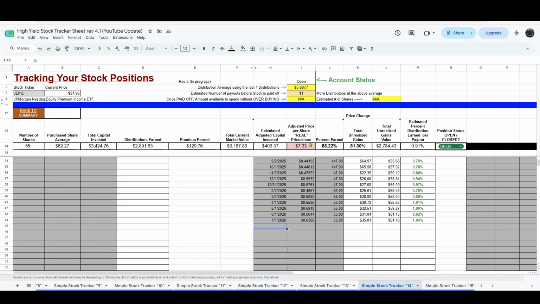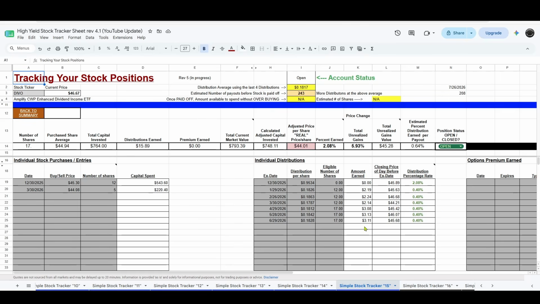So my real price per share of $7.33 still stands, and the current price being $57.96 means if I were to sell all my shares at that current price, I would make $2,784. And last we have DIVO. It also is a monthly payer, and I do not have a distribution to record for this week. But with my real price per share of $44.01 and the current price being $46.67, if I were to sell all 17 shares, I would make $45. And that wraps up all of the high yields that I do have.